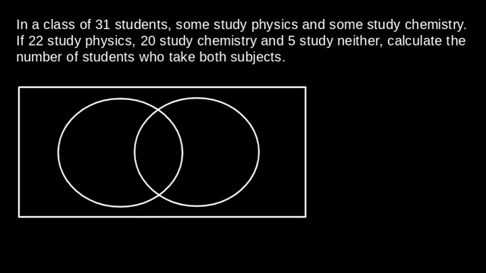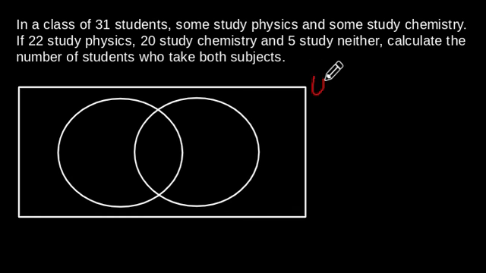In a class of 31 students, some study physics and some study chemistry. If 22 study physics, 20 study chemistry and 5 study neither, calculate the number of students who take both subjects. Okay, so let's work with the information we have here.